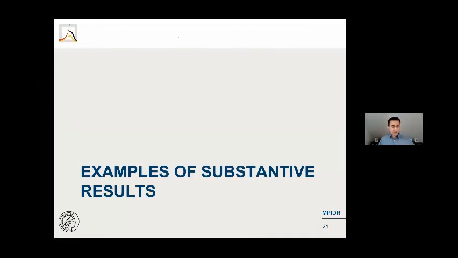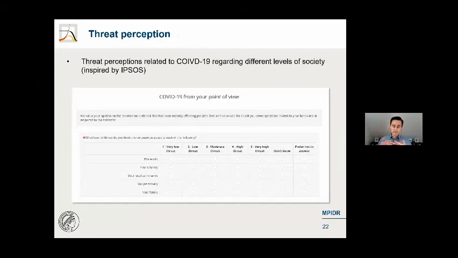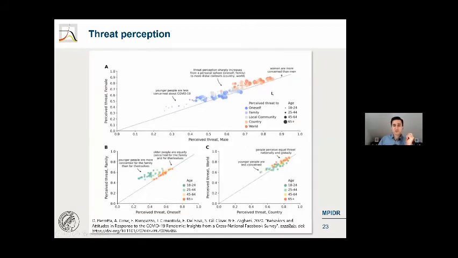And just to illustrate some of the substantive results that we obtained, for example, we were interested in how much of a threat people perceive COVID-19 to pose for different levels of society, because this information could give us an idea as to why some people might be more or less likely to comply with certain rules. And this is a question that we took from an Ipsos poll that was conducted during the early days of the pandemic. Here we asked respondents how large they perceive the threat that COVID-19 poses to the world, the country, the local community, them personally, or their family. And with our survey, we were able to find such differences.